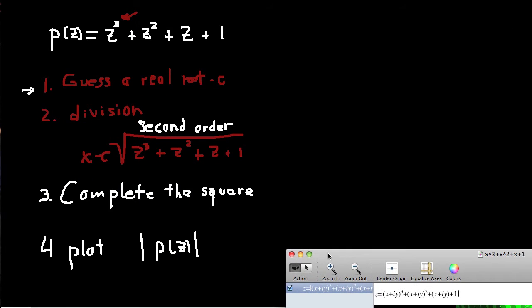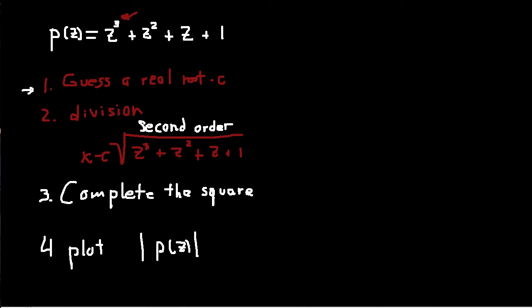Now, I don't want to hear that your grapher can't handle the complex numbers, because if it can't, what you need to do is you need to put in x plus iy for z. So you need to make that substitution. So here's what I'm saying is you need to say z equals x plus iy, and you need to take that and plug that in for each value of z and p of z. And when you do that, you need to expand out z cubed, z squared, z, and so on.